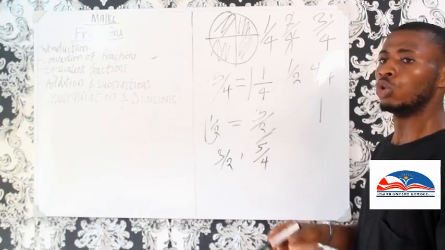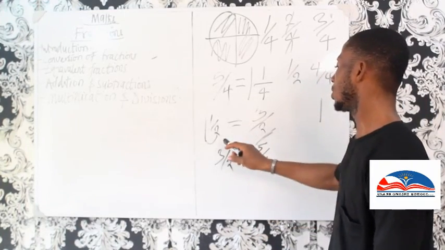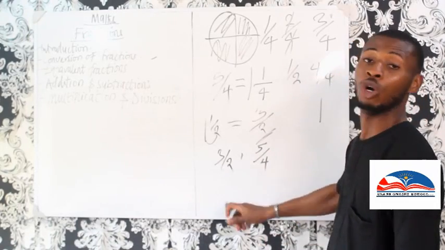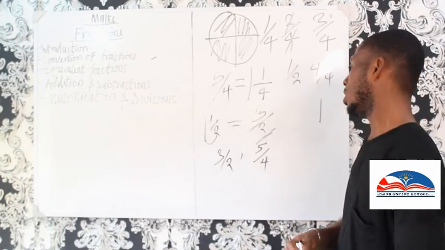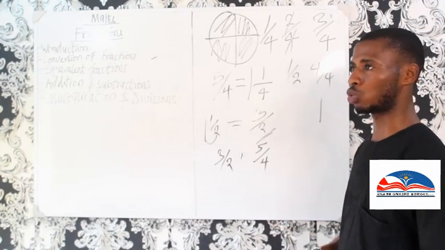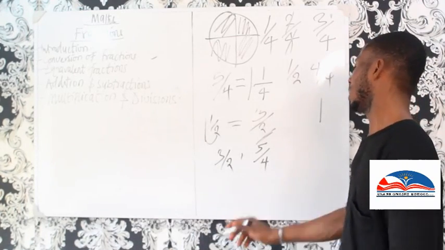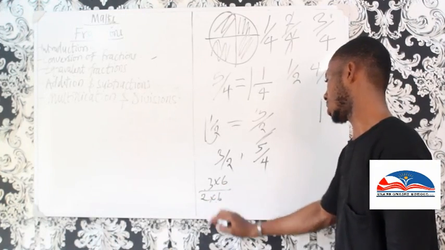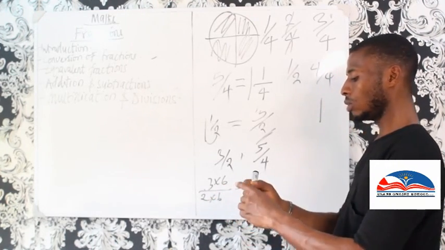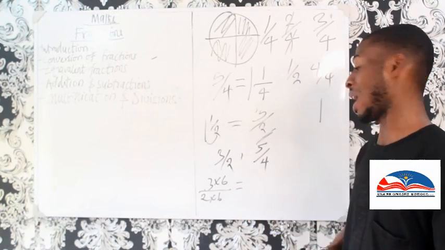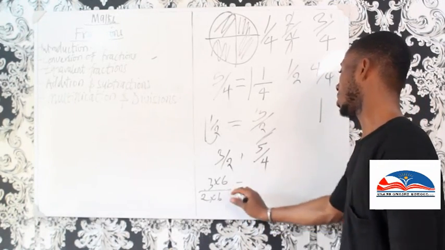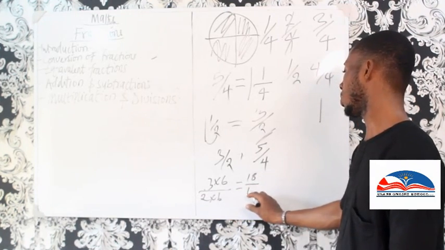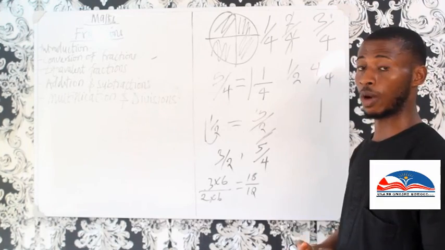What do you do? You multiply the numerator and denominator by the same number that will make the denominator 12. How do I mean? 2 times what will give us 12? 2 times 6 is 12. That means we have 3 times 6 all over 2 times 6. Now, 3 times 6 will be 18, while 2 times 6 will be 12. Hope we are following.